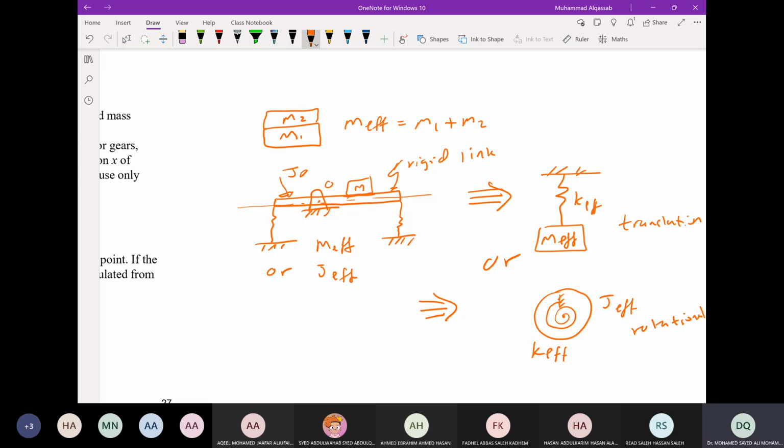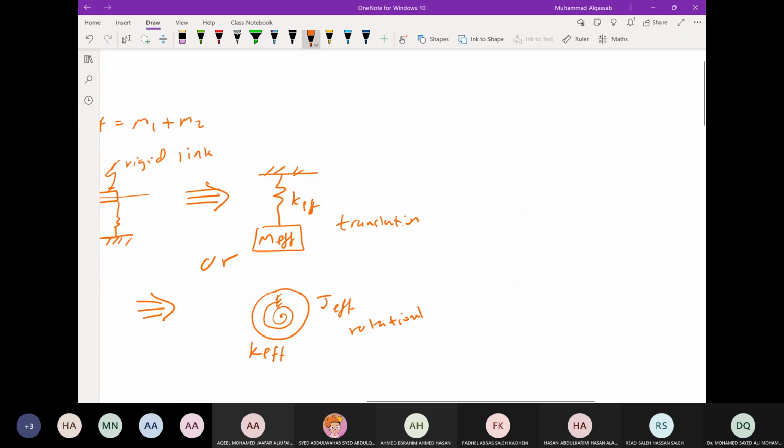The mass of the bar is at the CG. So this is M1 times g, this is M2. Those are called discrete. This is not flexible. If it is flexible, then it is something else. This is rigid, so the mass is at the center of gravity, and also all the points on the rigid bar are related.